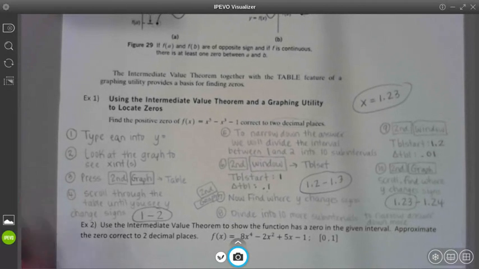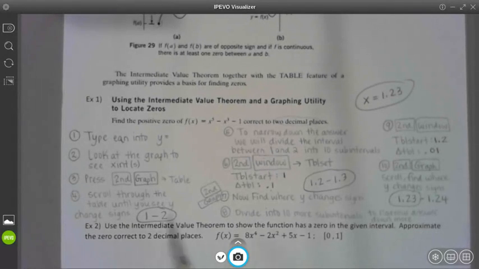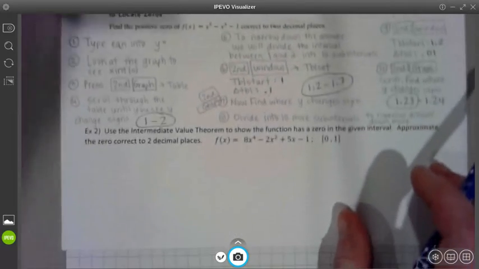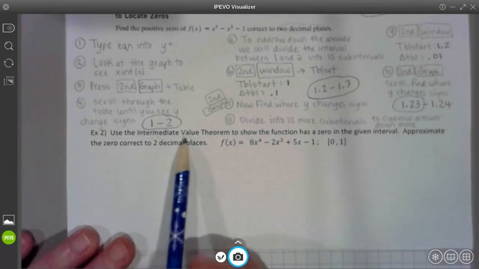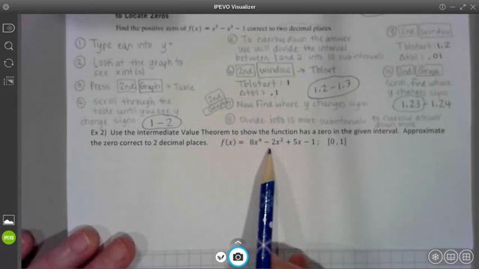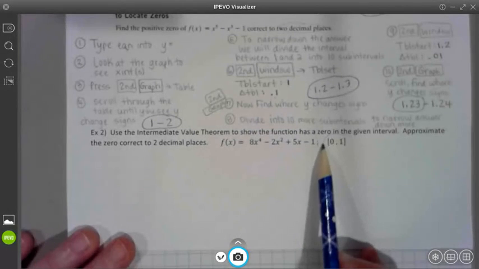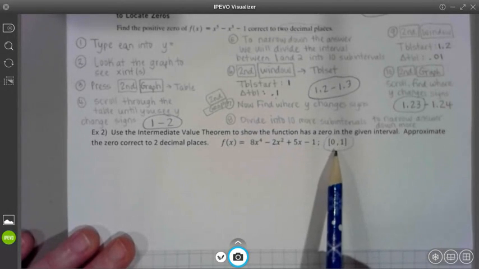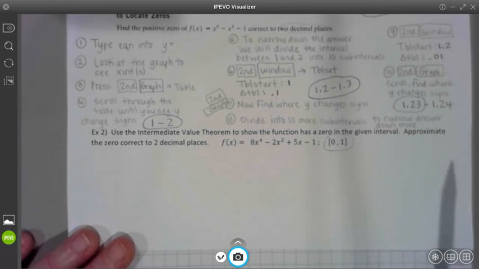It says, use the intermediate value theorem to show the function has a 0 in the given interval. Approximate the 0 correct to 2 decimal places. Okay, let me just move this up. All right. So the intermediate value theorem says that this polynomial will have an x-intercept in between 0 and 1. They've given us an interval to concentrate on in between 0 and 1, and we have to prove that the y-coordinate changes signs when you plug 0 and 1 in.